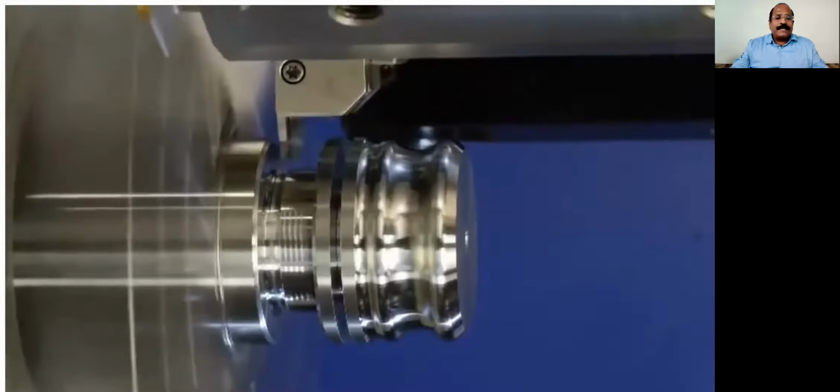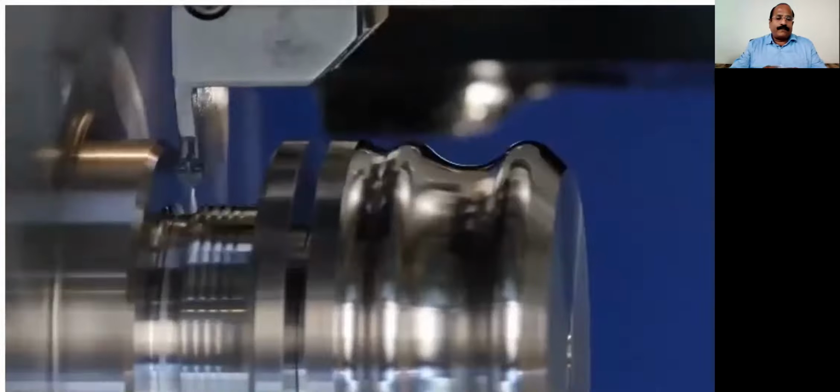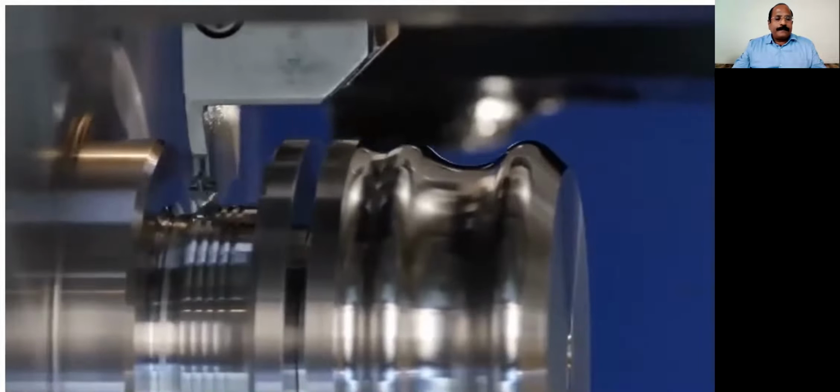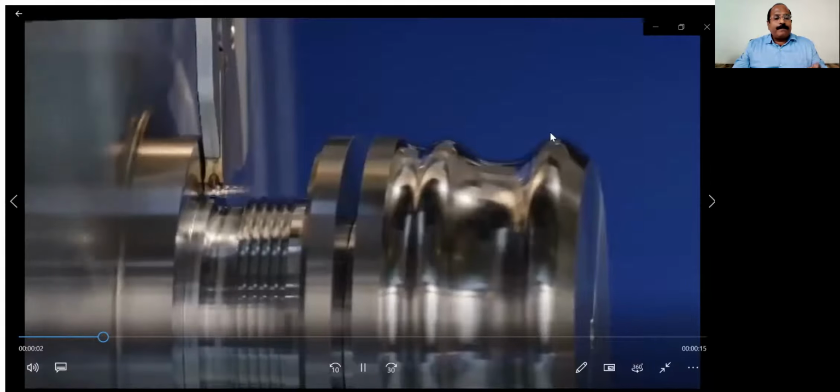Now, this is the grooving operation which can be made in the OD, can be ID for a circlip, for an O-ring or whatever, we can do that. So this is a threading operation which can be performed in a lathe. Okay. And this is the parting operation.